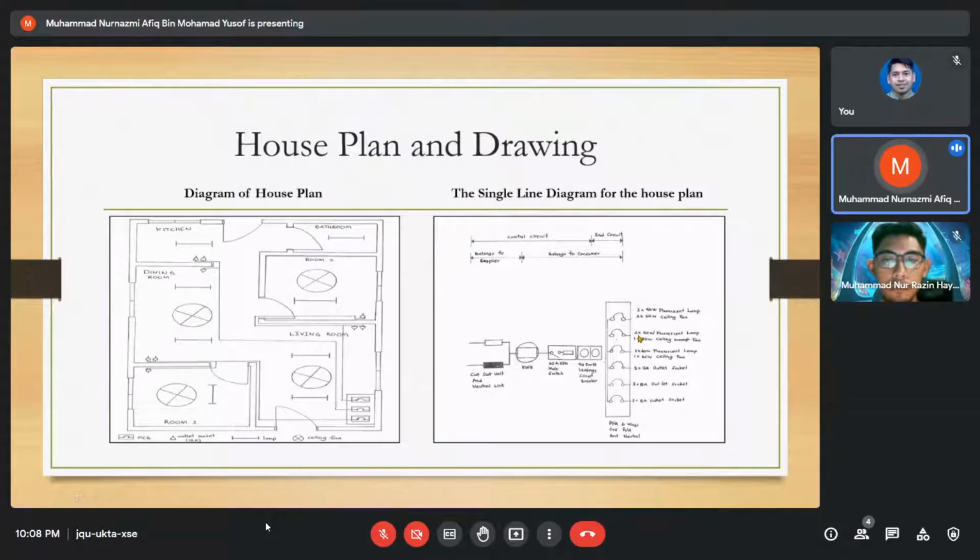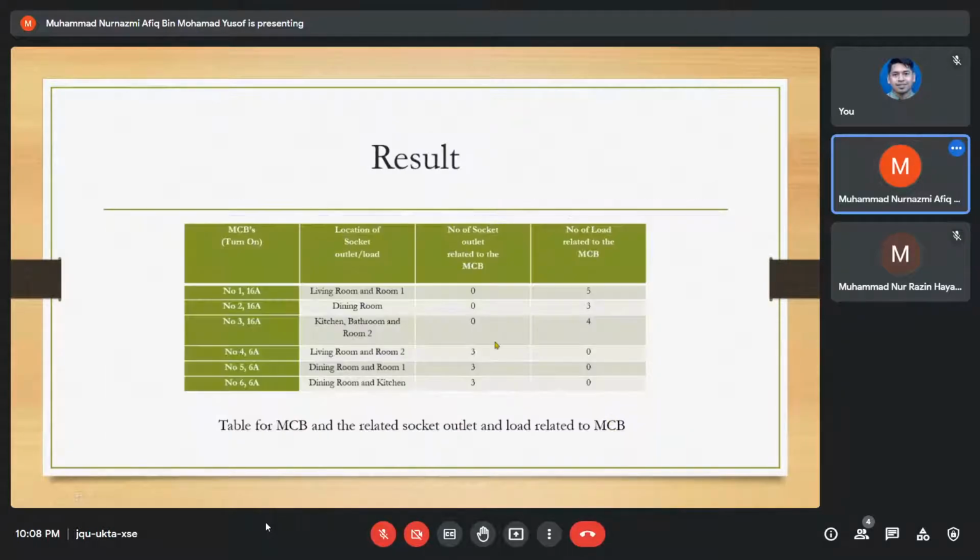The second circuit breaker controls 2 times 40 watt fluorescent lamp and 1 times 65 watt ceiling fan. The third circuit breaker controls 3 times 40 watt fluorescent lamp and 1 times 65 watt ceiling fan. The fourth circuit breaker controls 3 times 13 ampere outlet socket, and the same goes for the fifth and sixth. So we go to the result.